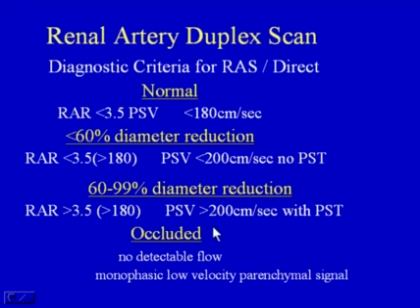Now, there's additional criteria that was done at Bowman Gray, and this is actually one of the larger series, and they identified that a peak systolic velocity of greater than 200 centimeters a second with PST is consistent with a 60 to 99% stenosis. So there continues to evolve new criteria for the diagnosis of renal artery stenosis. Occluded means no detectable flow, and most often you will see either no flow or a monophasic low velocity signal out at the hilum or within the parenchyma of the kidney.